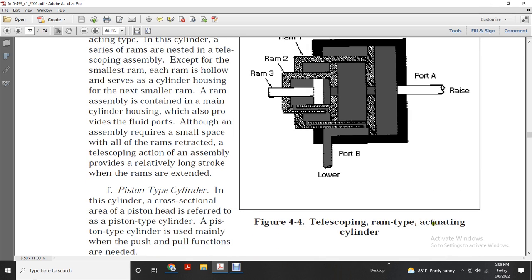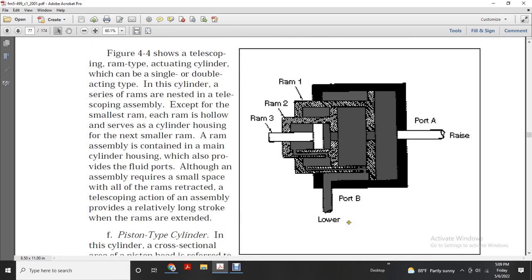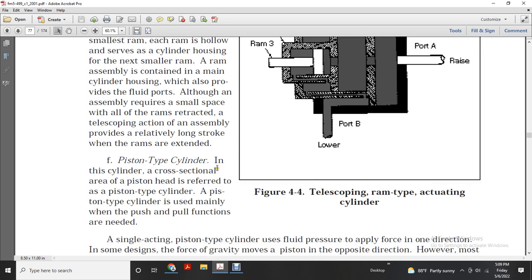Figure 4-4 shows a telescoping ram actuating cylinder. It shows port A raised and port B lower, and then ram 1, ram 2, ram 3. Notice the fluid goes in from port A up against the plunger and then into ram 1, and then ram 2. Ram 3 is the cylinder with an exit path to port B.